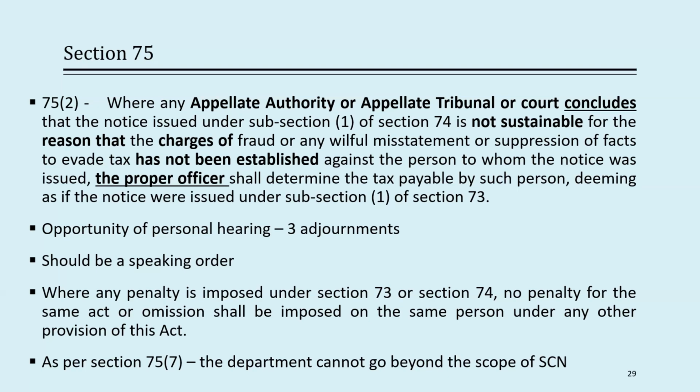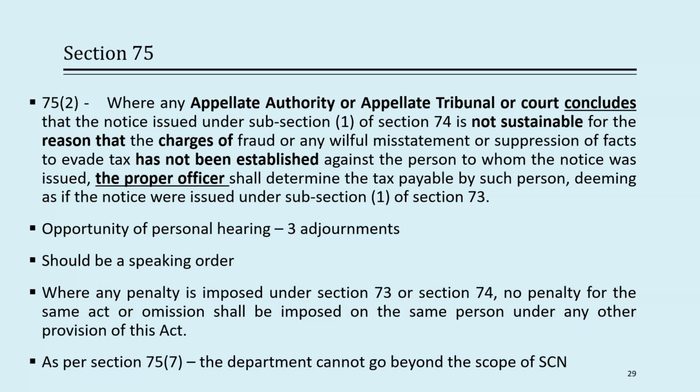So if he doesn't consider any of my submissions and merely confirms the demand, that means it is a non-speaking order, which is against section 75, and it is invalid and required to be challenged, and it will be quashed at the next level. So if the order is passed by the Joint Commissioner Appeals, then I go to the tribunal and say the order does not consider the submission made by me. In that situation, if it is held to be invalid, the order will be quashed at the tribunal level.